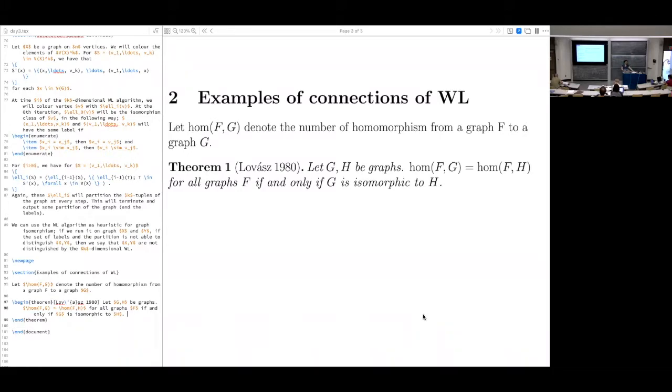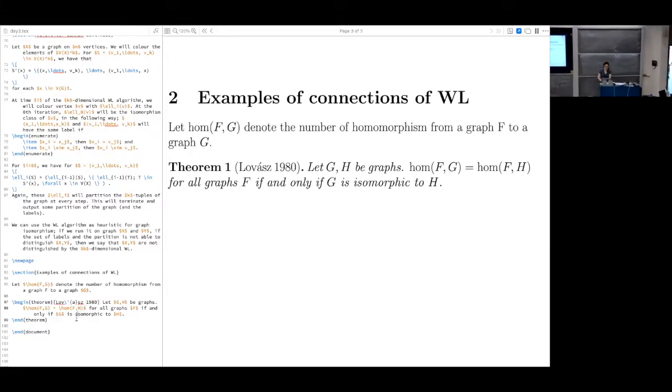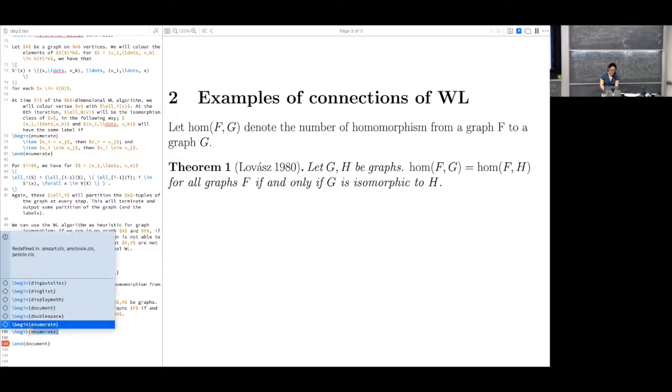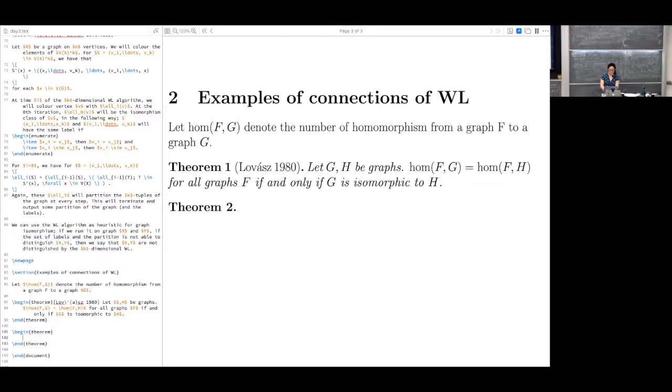There's a short proof in Chris's book with Gordon. And it would also be true if you reverse the roles of F and G here. Okay. And then there was a more recent result. If these homomorphism counts agree for all possible graphs, then the graphs are isomorphic, in which case Weisfeiler-Lehman for any dimension should definitely fail to distinguish them.